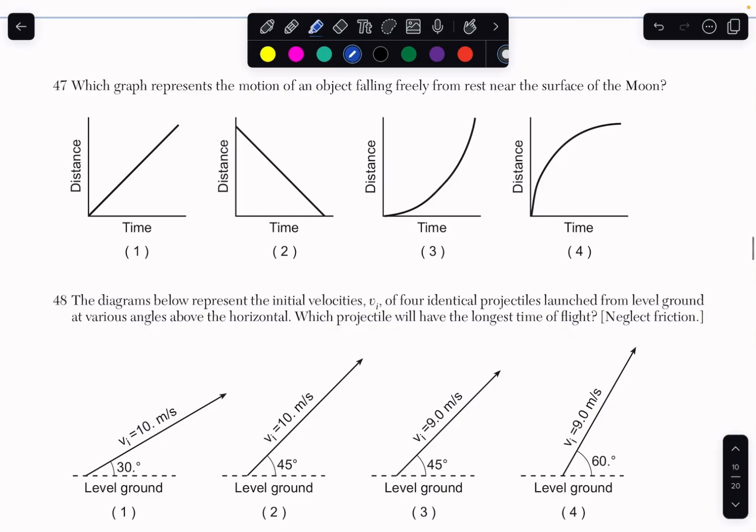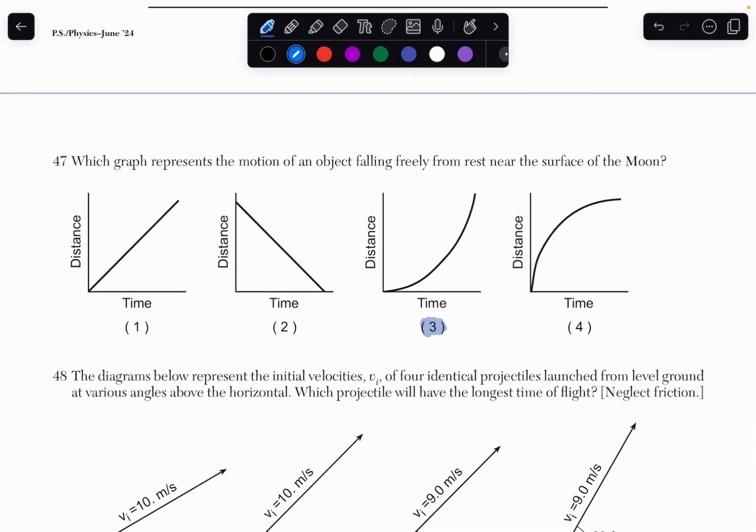47. Which graph represents the motion of an object falling freely from rest near the surface of the moon? So, the answer here is choice 3. Because remember, these are distance over time graphs. The gravitational force on the moon is much less than on Earth, but it still exists, meaning that there is a constant acceleration. Graph 3 is the correct choice because the distance is increasing exponentially, meaning that the velocity is increasing at a constant pace, and the acceleration stays the same. It's going to look something like this. Since distance is exponential, velocity will go like this, and acceleration will just go like this.